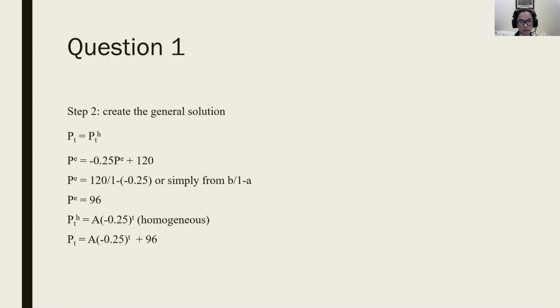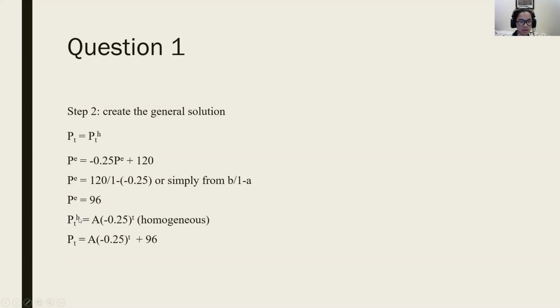Now, the second step is to create the general solution to solve the equation previously. So, forming the general solution, we have pt is equal to pt power of h plus pe. I forgot to put pe here. And then, first of all, the easiest one is to find pe. Pe is essentially b over 1 minus a. What is b? What is a? b is 120 and a is negative 0.25. And then when we try to find pe, we will have the number 96 exactly.